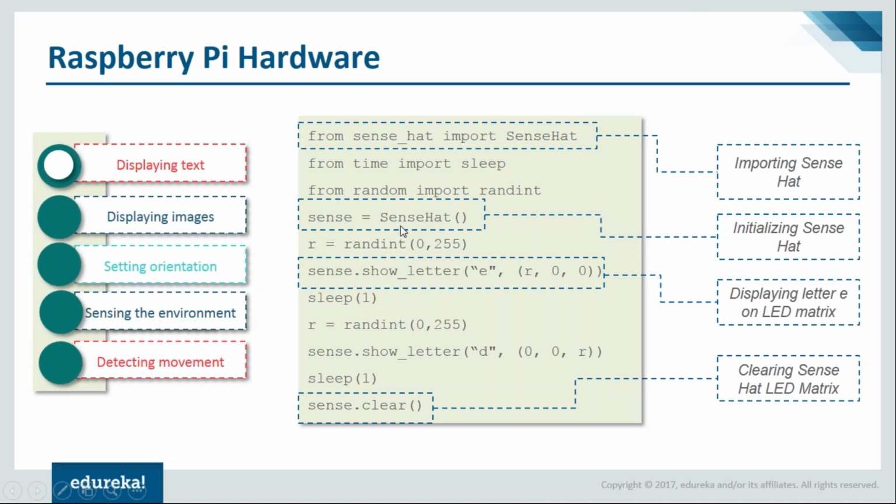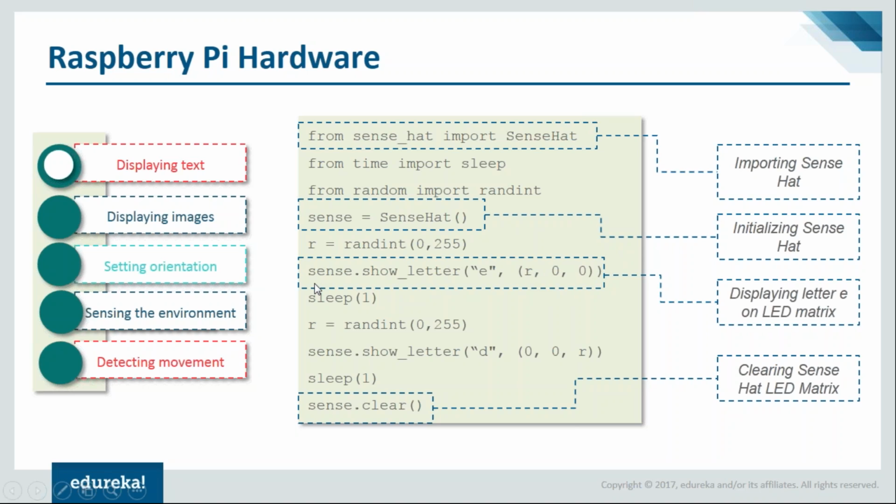Now I'm initializing the Sensat, which is sense equal to Sensat. Then I'm generating a random integer between the range of 0 to 255. For those of you who might have guessed why I'm doing this, it's because the RGB value lies in this range, somewhere between 0 to 255. Then I'm using a Sensat function which is show letter, and I'm specifying which letter it needs to show, and the color combination. So these are the RGB values present here.